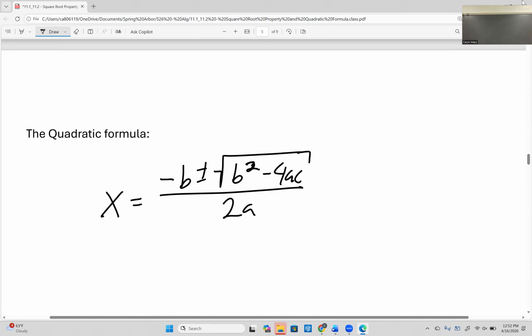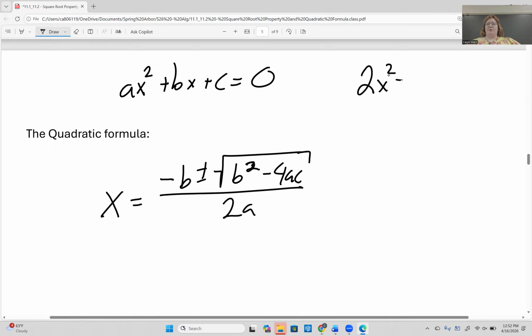X equals negative b plus or minus square root b squared minus 4ac all over 2a. Oh, I know that. Yeah, probably had it at some point. But this is the quadratic formula. It is the way we can solve for quadratics that are in the form ax squared plus bx plus c equals 0. So if I had something like I had before, we had 2x squared plus 4x minus 9 equals 0. And I wanted to fill this in.